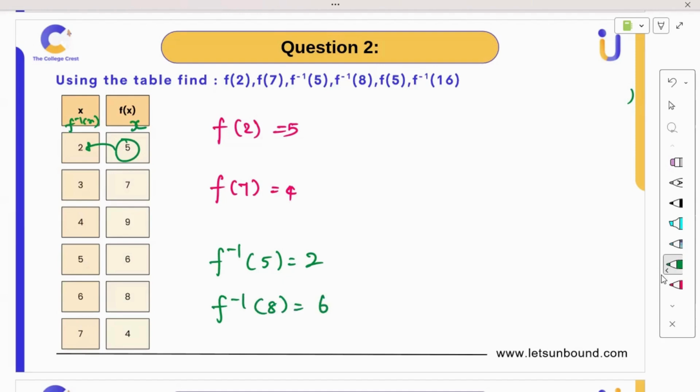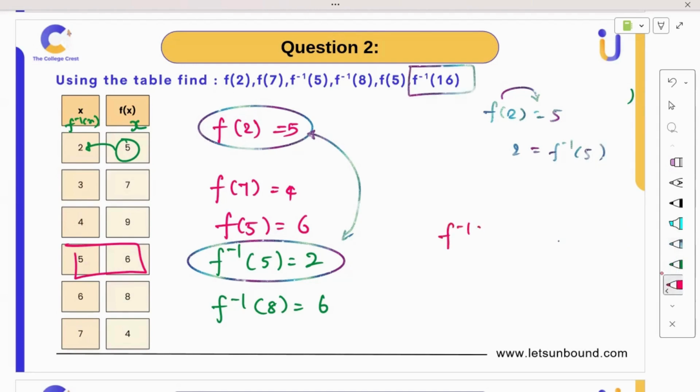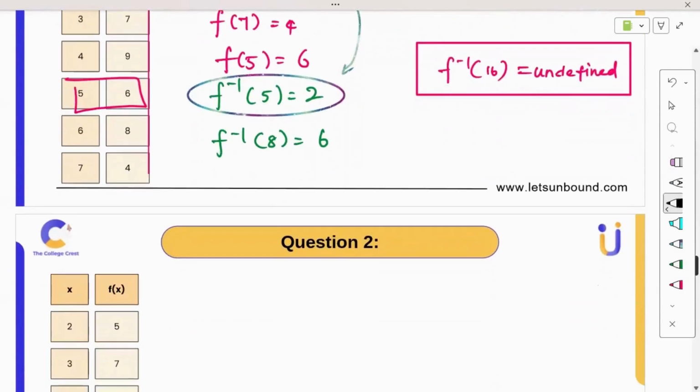Then f of 5 is, okay, let me do it here. f of 5 is 6. Okay, you can see one thing. f of 2 is 5. f inverse of 5 is 2. Correct? f of 2 is 5, and if you shift, 2 equals f inverse 5, we got this relation, the inverse and original relation. Okay. Now coming to the last part, what is f inverse of 16? So f inverse of 16 is, here you should get, this is your x as of now. 16, I can't find 16, so it's undefined in this table or in this function. Right? So this is my simple inverse function in tabulation form.